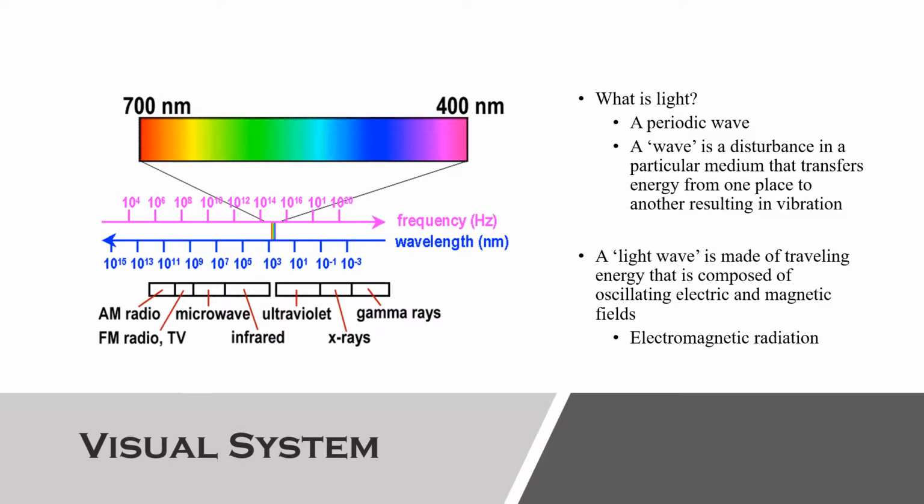Let's get into the visual system and how it works. And it all begins with light. What is light? Light is a periodic wave. And a wave is just a disturbance in a medium that transfers energy from one place to another, and this results in vibration. And so a light wave, in particular, is just made of traveling energy composed of oscillating electric and magnetic fields, and this is why we have what's known as the electromagnetic spectrum, or electromagnetic radiation.